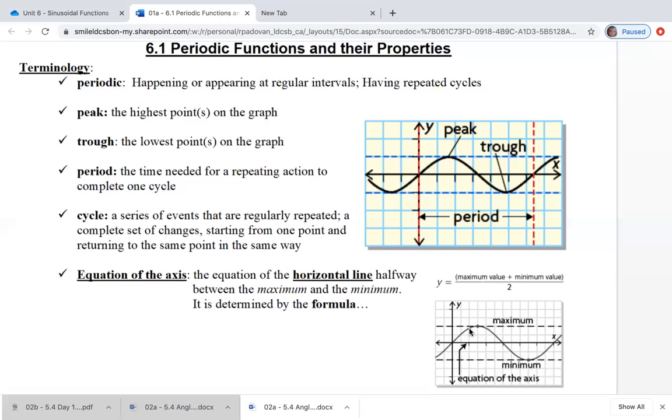And it is also seen in this picture here. You can see I've got my peak, I have my trough, right? So that dotted horizontal line just means that that's the maximum value. The dotted horizontal line here at the bottom means that's the minimum value. And directly in between them is our equation of the axis, our solid horizontal line. So if we had a calculation, how would we figure out that horizontal line?